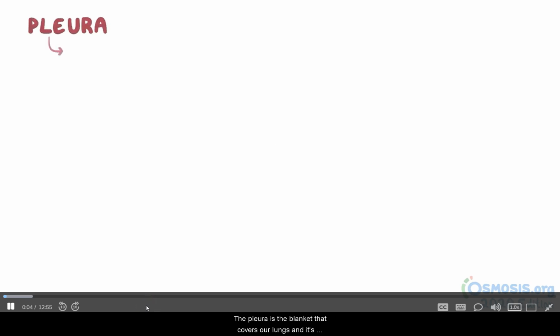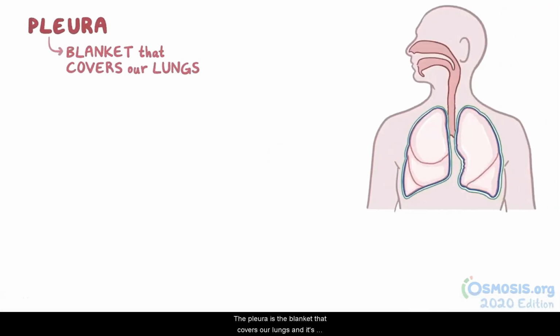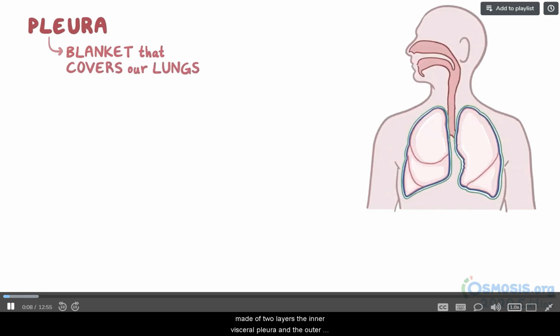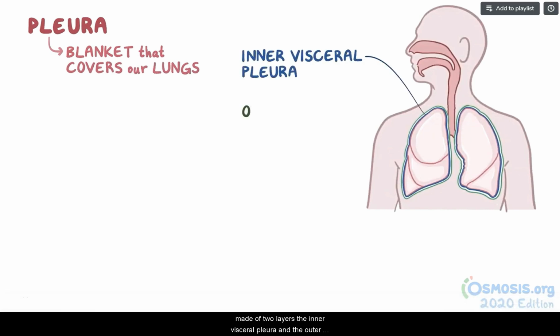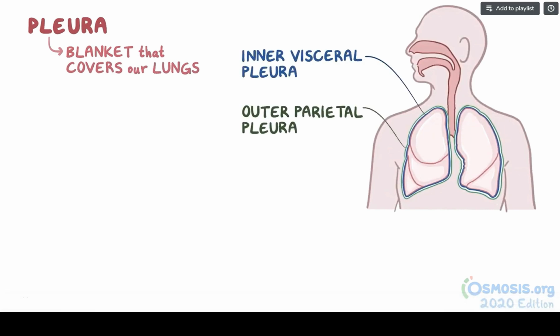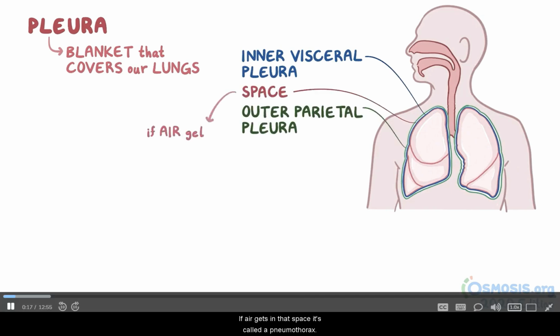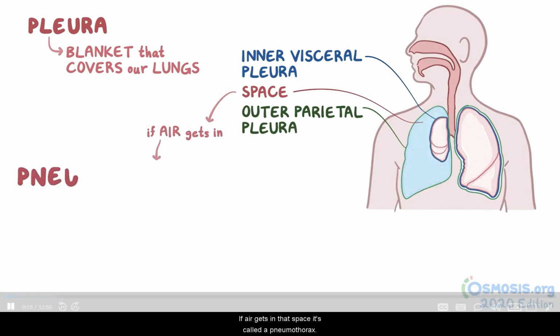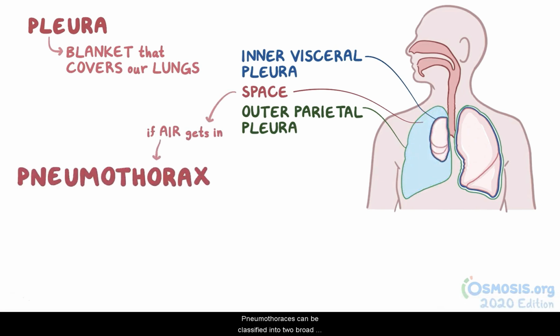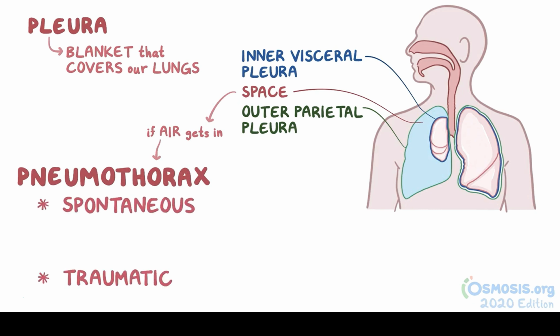The pleura is the blanket that covers our lungs, and it's made of two layers, the inner visceral pleura and the outer parietal pleura. In between those two layers is a space. If air gets in that space, it's called a pneumothorax. Pneumothoraces can be classified into two broad categories, spontaneous or traumatic.